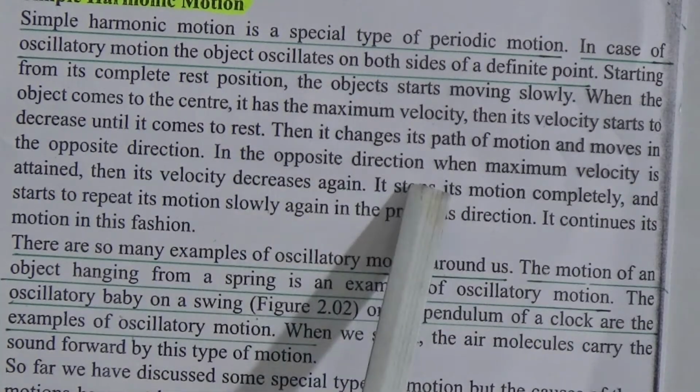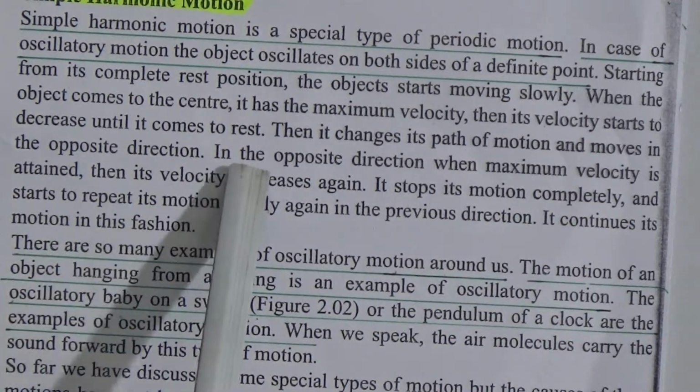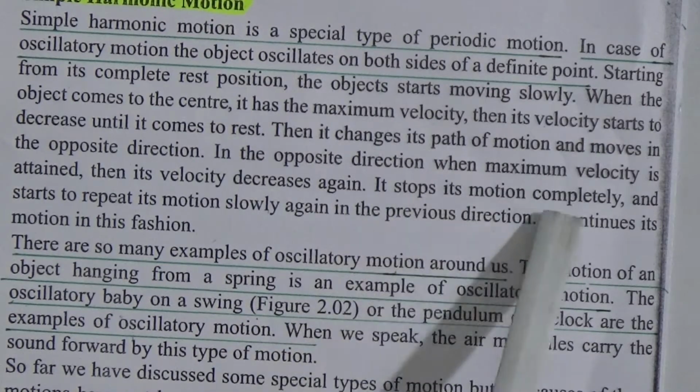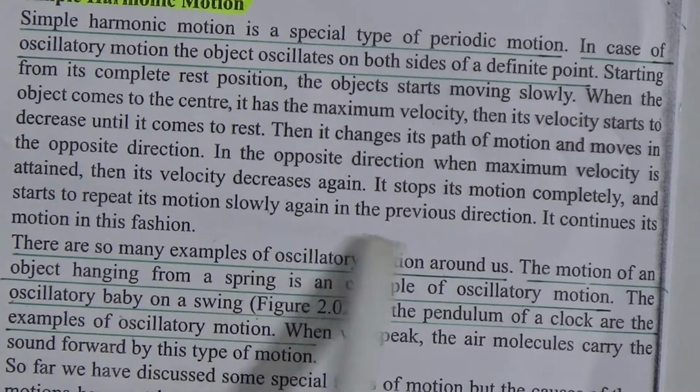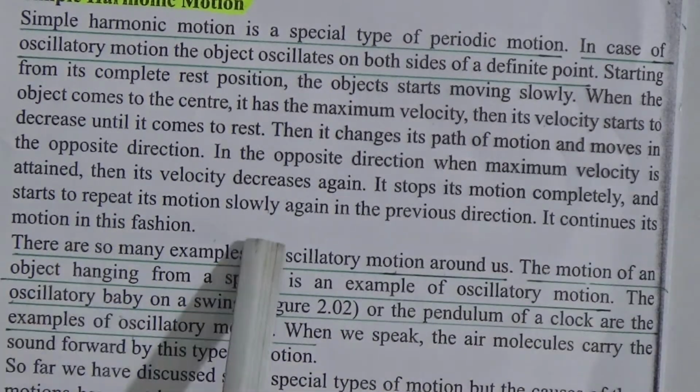In the opposite direction, maximum velocity is attained, then its velocity decreases again. It stops its motion completely and starts to repeat its motion slowly again in the previous direction. It continues its motion in this fashion.